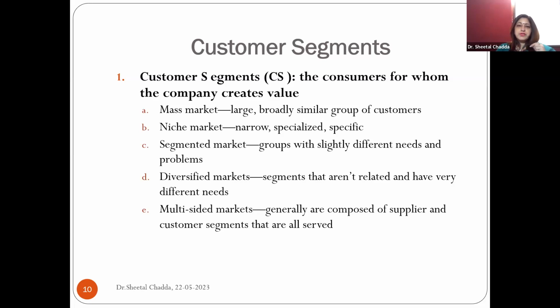So the first question we need to answer is: what customer segments? This is one of the elements of the business model canvas only, which is popularly called BMC. If you look at the customer segments, we need to answer the question of who the consumers are, because ultimately businesses need to give value to the consumers. I hope you understand the meaning of consumers: the persons who are ultimately using the services.